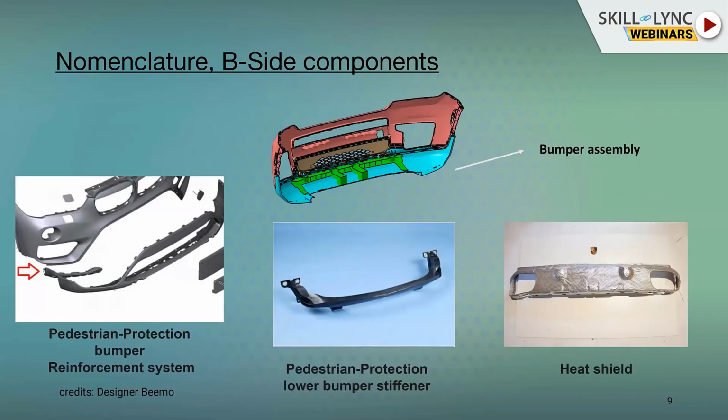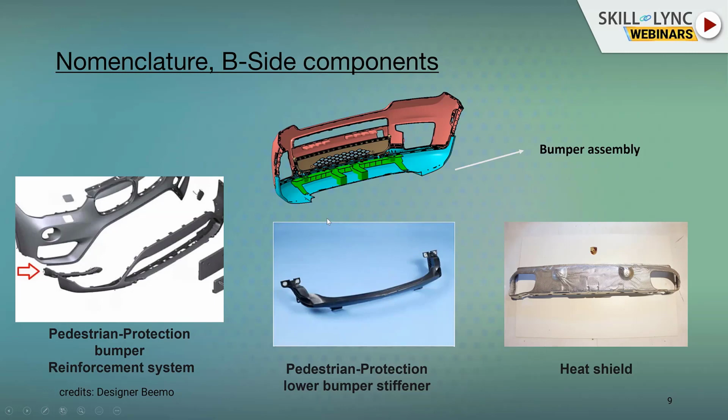Likewise, in the image above, I am displaying the bumper assembly from the back side, where the upper pink color one is the upper fascia and the blue color one is the lower fascia. The green color one is called the leg catcher, or the bumper stiffener, and below is a real world example of it.